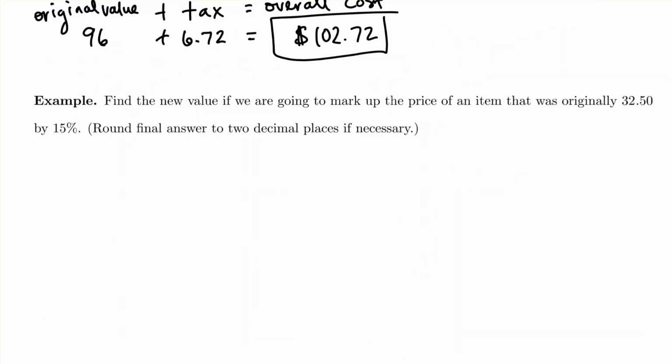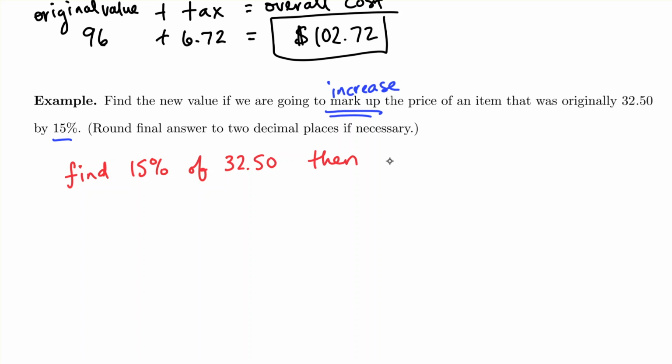So in this next example, we're asked to find the new value. If instead of reducing the price, we want to mark up, that's the idea of increasing the price. It was originally $32.50, but we want to increase it by 15%. So in order to figure out how to increase it by 15%, we need to find 15% of $32.50, then add that increase to $32.50.